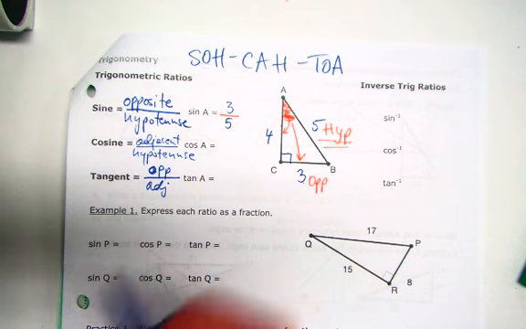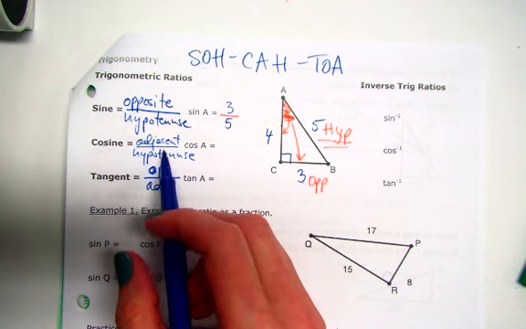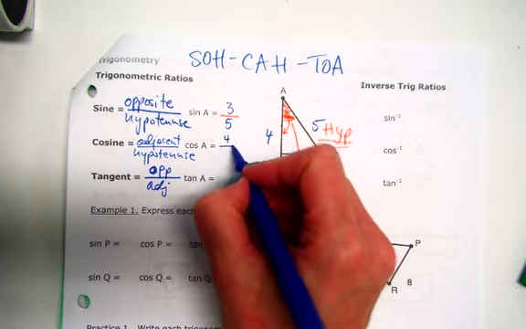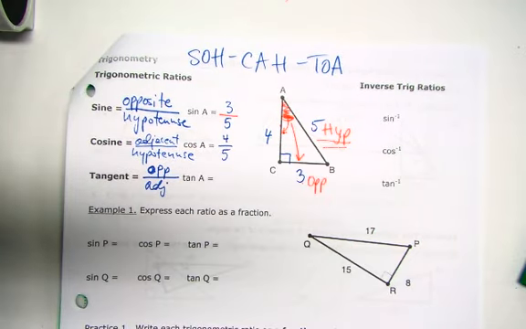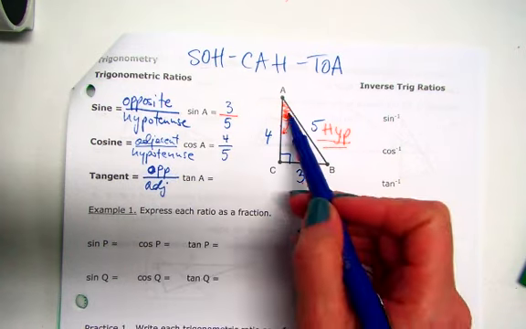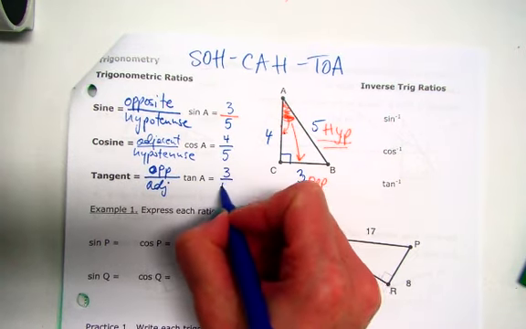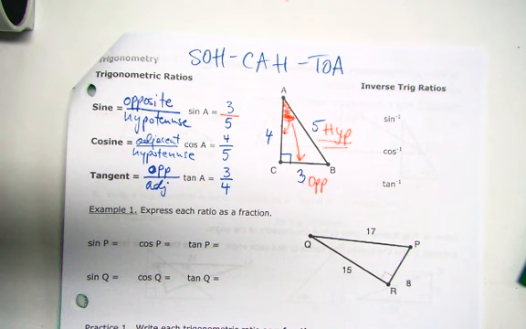Then we have cosine, which is going to be adjacent over hypotenuse. So the side that's adjacent is 4. The hypotenuse is 5. Tangent is opposite over adjacent. So you look at the opposite side divided by the adjacent, so it's 3 over 4. That's it. That's all there is to it. But now, how do we actually use this?